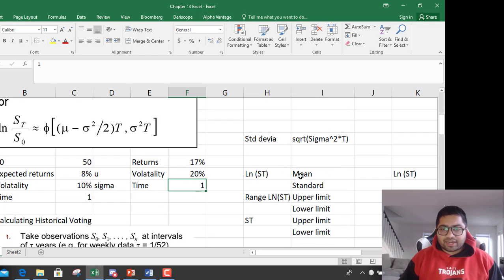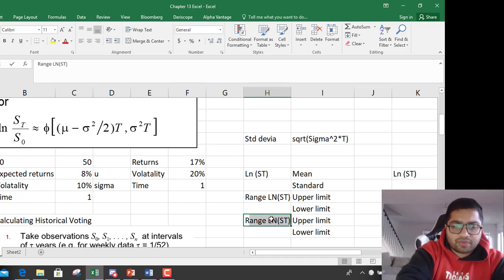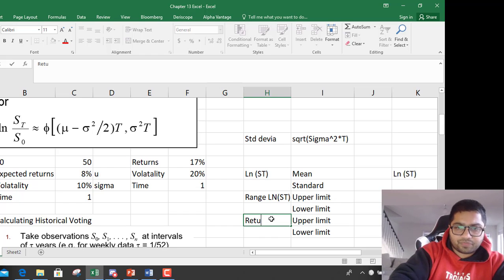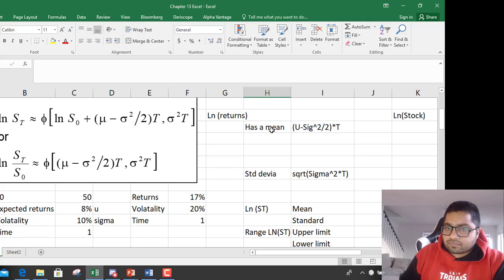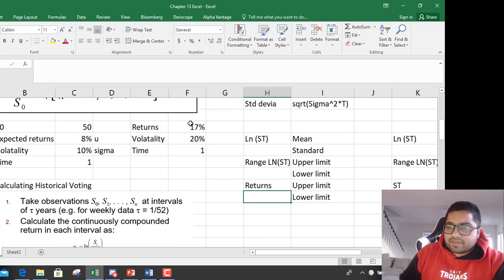And you can find out natural log mean and standard deviation, then you can find out range, right? And then we convert natural log to normal. So let's do that. Instead of stock, we are finding out return. So let's find out how to do it. Let's say this thing is given, 17% is the return, volatility is 20%, and time is 1.